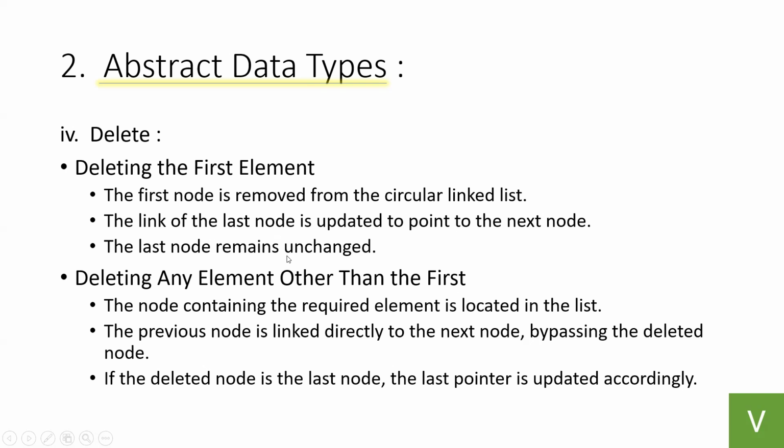Now let us look into the second case. If we want to delete an element other than the first node, first we will look if the element is present or not. If it is present, then we will change the address of its previous corresponding node, and then we will delete that particular node. The remaining list is unchanged. If we want to delete the last node, the last pointer is updated accordingly. So this is the process of the deleting function.